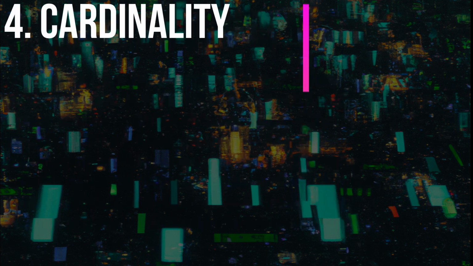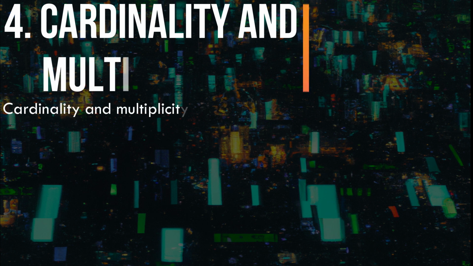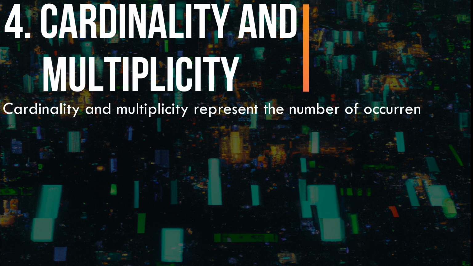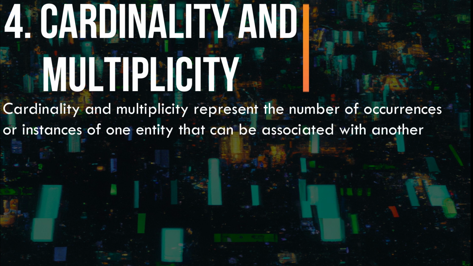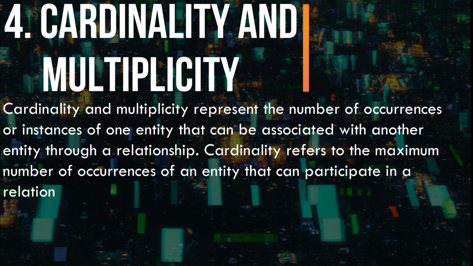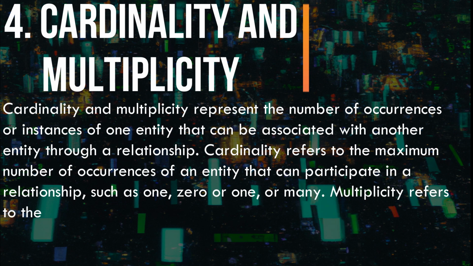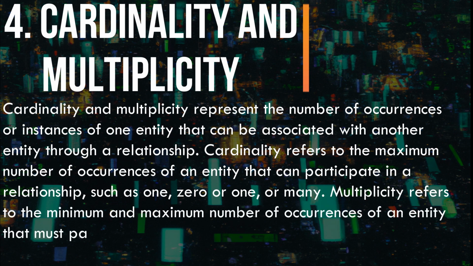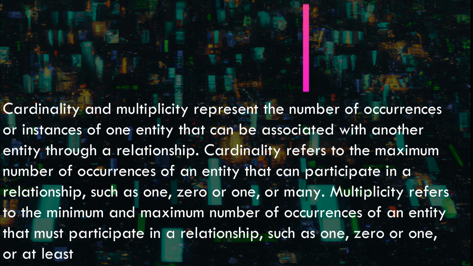4. Cardinality and multiplicity. Cardinality and multiplicity represent the number of occurrences or instances of one entity that can be associated with another entity through a relationship. Cardinality refers to the maximum number of occurrences of an entity that can participate in a relationship, such as 1, 0, or many. Multiplicity refers to the minimum and maximum number of occurrences of an entity that must participate in a relationship, such as 1, 0, or at least 1.